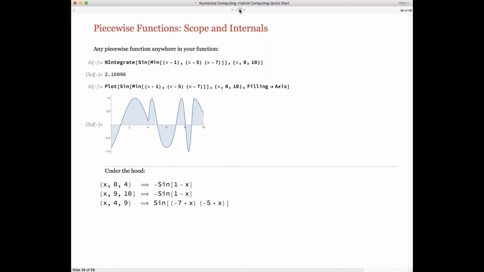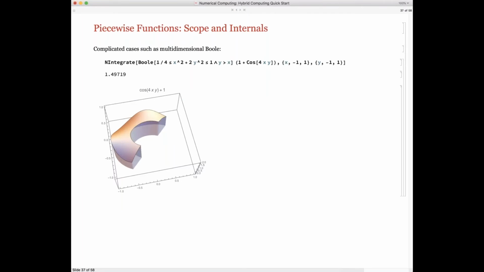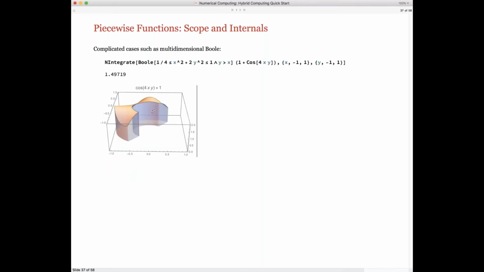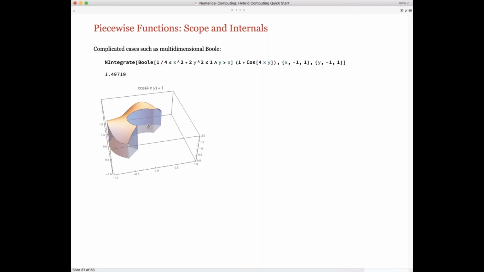Piecewise subdivision applies equally well in multidimensional cases. In this two-dimensional integral, we use the Boole function to obtain an integrand that is equal to 1 plus cos 4xy on regions satisfying this predicate and 0 anywhere else. The region corresponds to a slice through an elliptical annulus, and the integral computed by NIntegrate is about 1.497, which is the volume of the shaded area beneath this plot of the integrand. This integrand is discontinuous at every point on the boundary of the region satisfying the predicate.